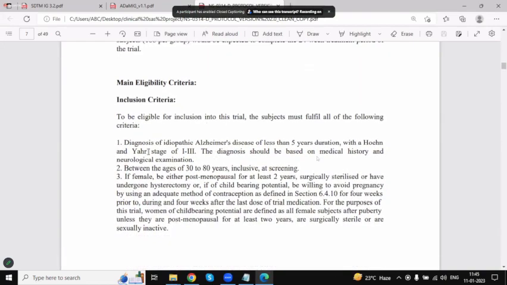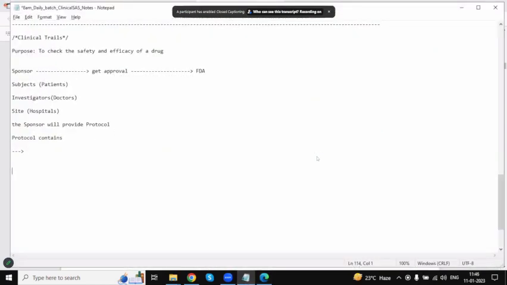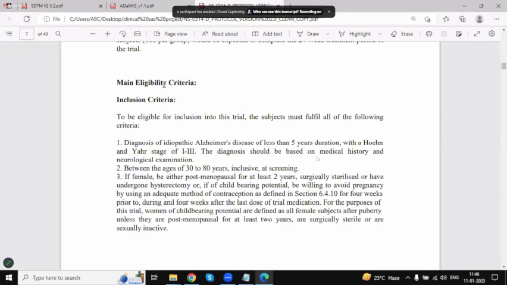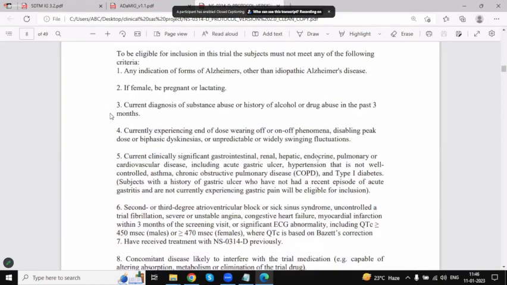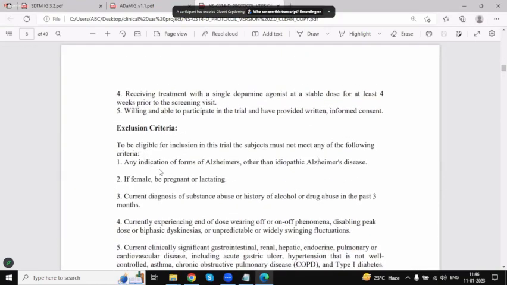Eligibility criteria. So this is important for us. See, for example, to participate in the clinical trial, 100 subjects voluntarily came. If 100 subjects come, we won't take all 100 subjects, right? We are going to screen those subjects. How will we screen? Based on some eligibility criteria. What are these eligibility criteria? These eligibility criteria are divided into two things. One is inclusion criteria. Second is exclusion criteria.